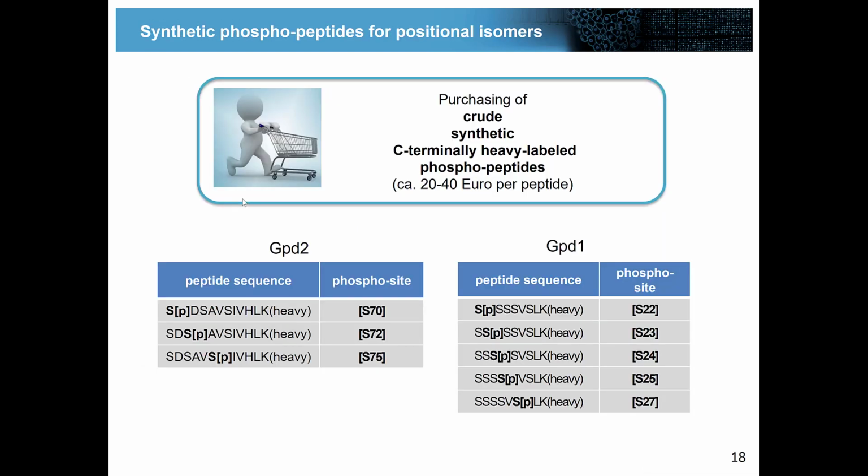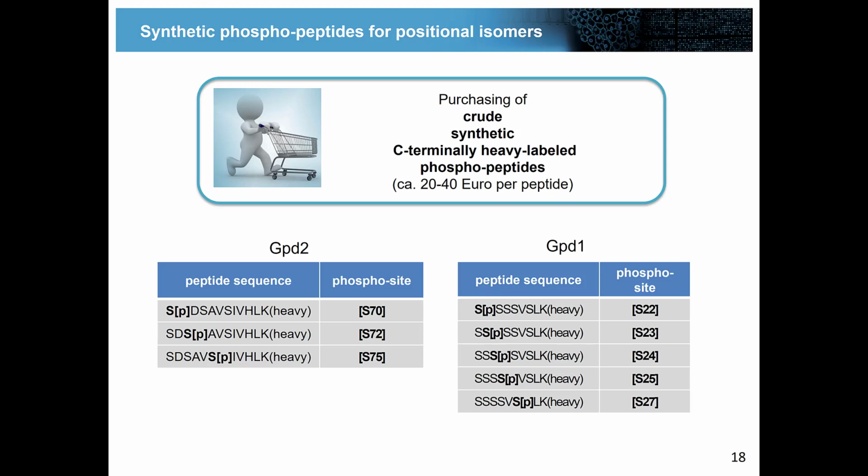So I went shopping for crude, heavy-labeled phosphopeptides, which are just in the range of 20 to 40 euros per peptide, so not very expensive because they are not purified. They are still crude, but they are heavy labeled at their C-terminal lysine residues. I ordered all 3 different versions of the singly phosphorylated GPD2 peptide, and all 5 different singly phosphorylated versions of GPD1.